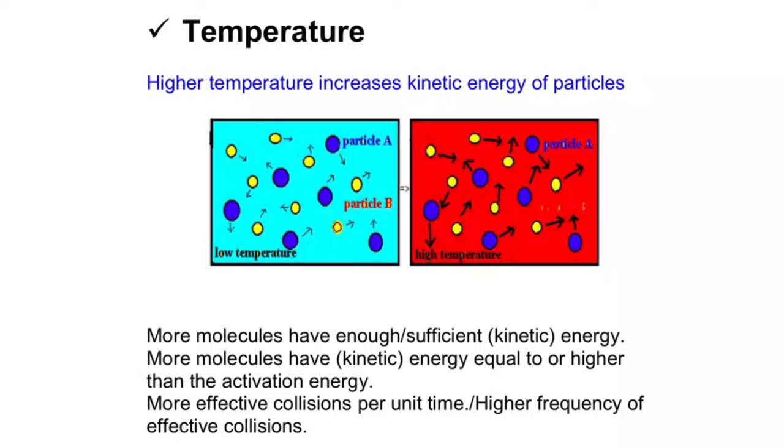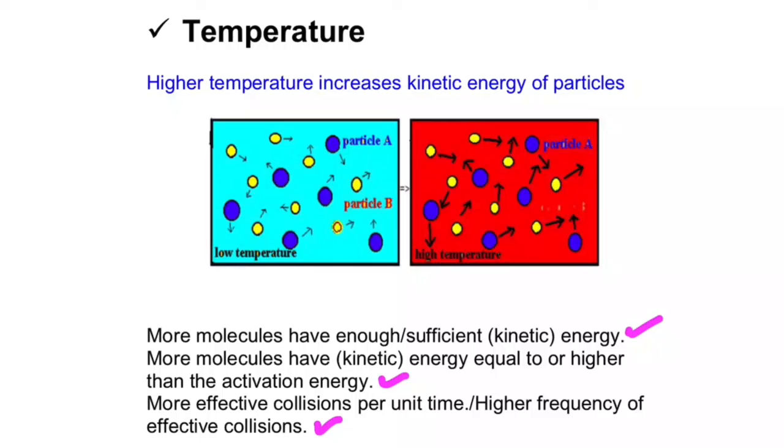So let's take a look. Higher temperature increases kinetic energy of particles. Makes sense because we define temperature as the average kinetic energy of the particles, right? So let's take a look at what the collision theory says. Therefore, more molecules have sufficient kinetic energy when the temperature is increased, because the temperature increases the kinetic energy of the particles. So more molecules will have kinetic energy equal to or higher than the activation energy. And as a consequence, if we have more molecules that have enough kinetic energy greater or equal to the activation energy, we are going to have more effective collisions per unit time, and then as a consequence the rate of reaction increases. So when you increase the temperature, the rate of reaction increases.